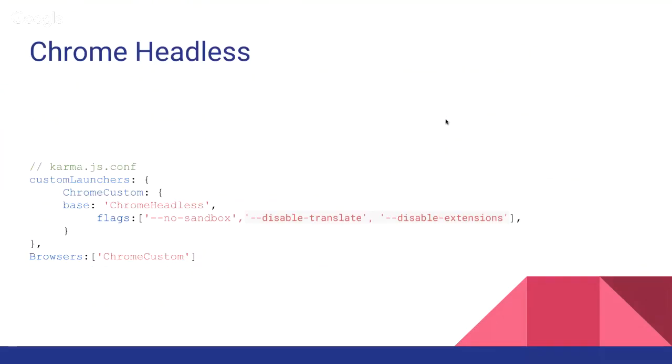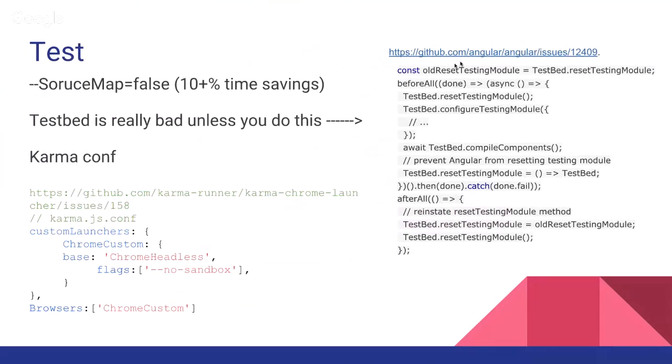So there's kind of like a hack for this, and this is the code for that hack. I can share that later. You can email me later to get this code. I can give you the issue where people have brought it up. Basically what's going on here is we're saving off of our old testbed module setup, and then we're just reusing it every test. And this gives us a huge performance increase.